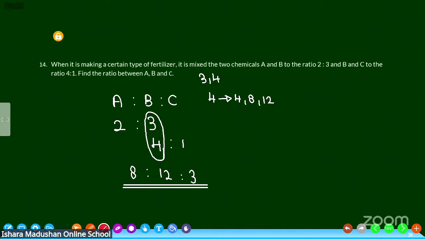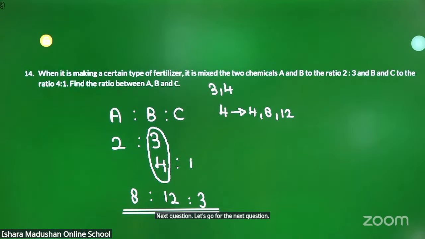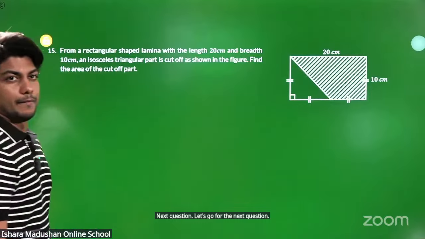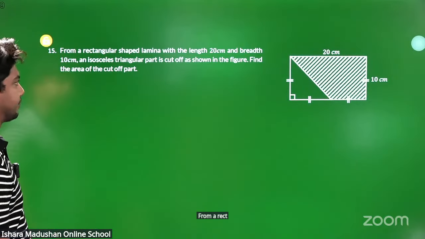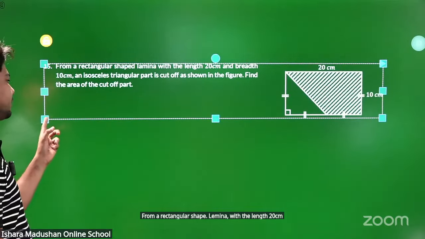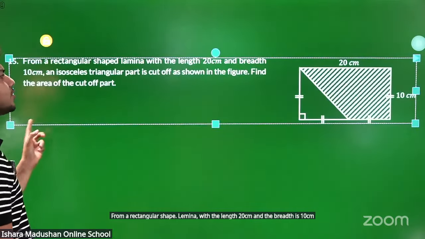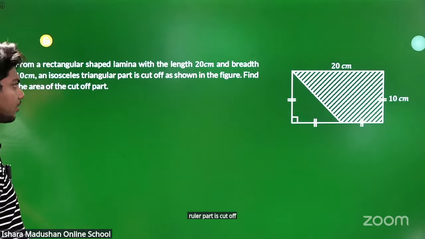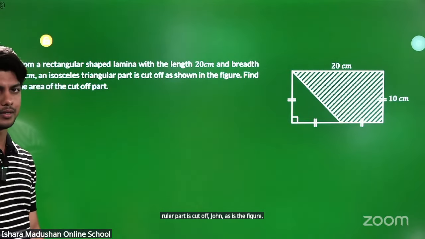Next question. Let's go for the next question. From a rectangular shaped lamina with the length 20 centimeter and the breadth 10 centimeter, an isosceles triangular part is cut off, shown in the figure. Find the area of the cut off part.